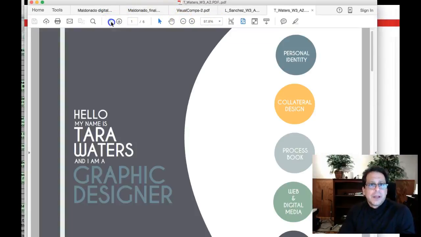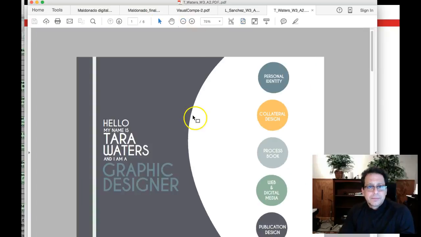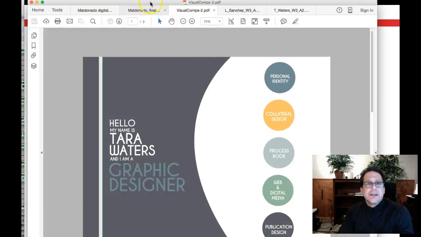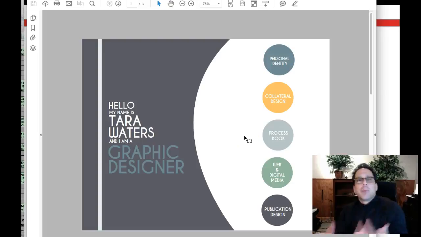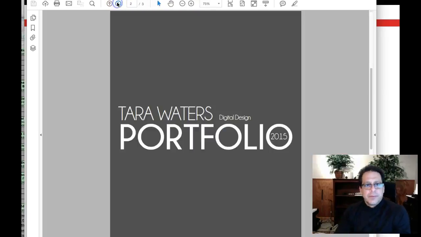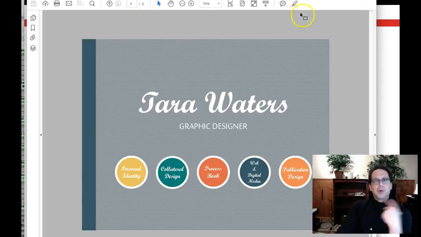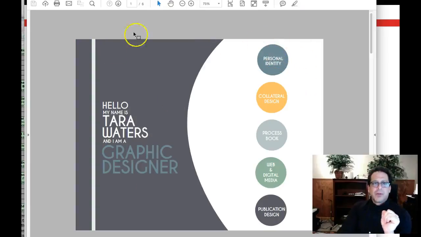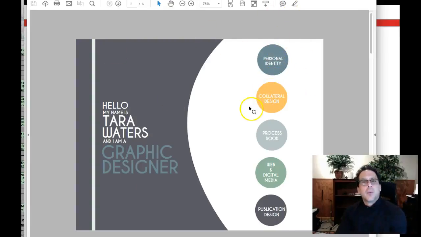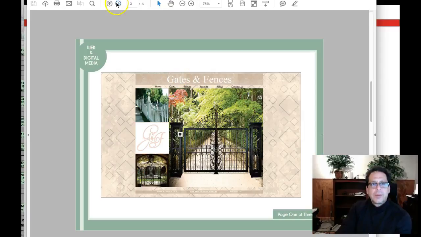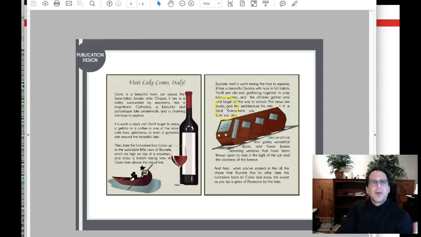Okay, so here's what we have. Her visual comps are right here. Okay, so these are the 3 ideas that she has to move forward for the visual personality of her portfolio. There's one, and there's one. Okay, so what she did is move that forward, chose this one, and chose to present some work in this particular layout. So let's take a look. Okay, there's her business card, front and back. Okay, there's her web page, and there's her publication design.